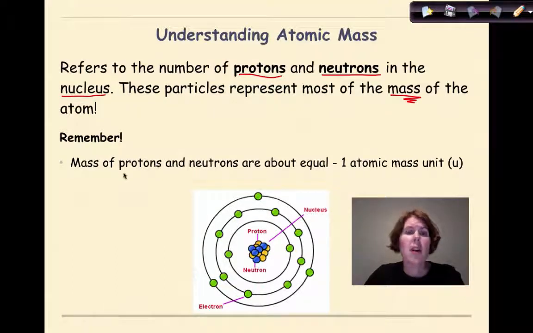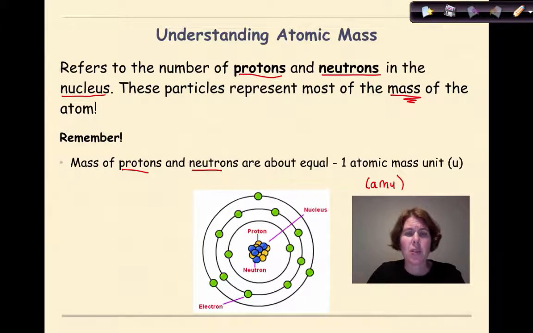Also remember, the mass of a proton and a neutron are relatively equal, around 1 atomic mass unit, which we represent as a u, but don't be surprised if you see this also represented as amu. That also can be used to represent atomic mass unit.